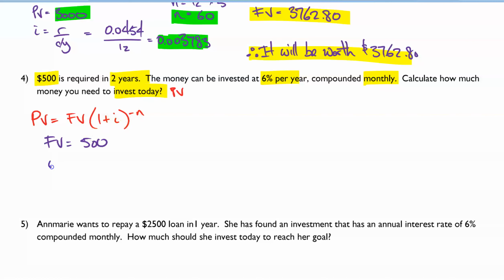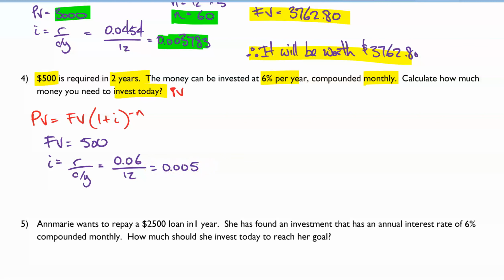In the formula, we got I. I is equal to your rate divided by your compounds per year. Let's see if we can make this a little bit smoother. Our rate is 0.06, not 0.6, everybody. 0.06, and we've got to divide this by compounds per year, which is 12. And this turns into a clean 0.005.